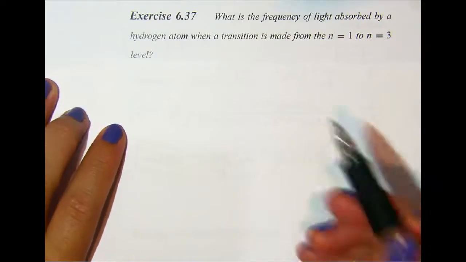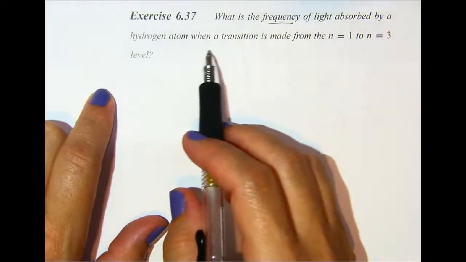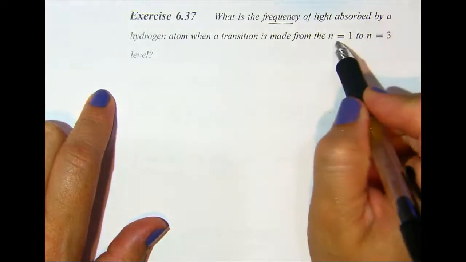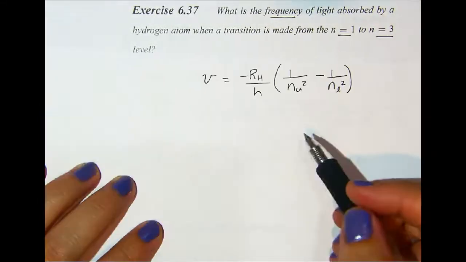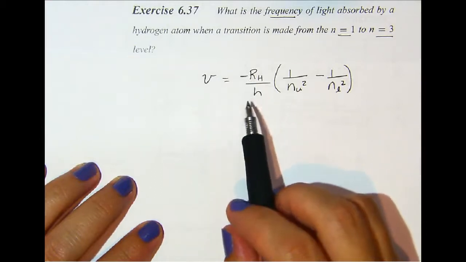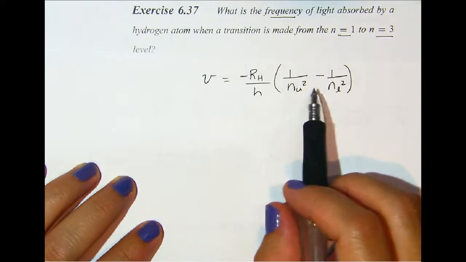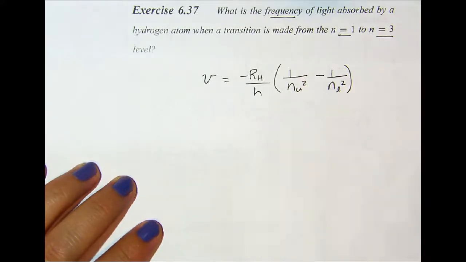Exercise 6.37. What is the frequency of light absorbed by a hydrogen atom when a transition is made from n equal 1 to n equal 3 level? So here's the equation to solve for frequency. It's going to be the negative Rydberg constant over Planck's constant times 1 over 3 squared minus 1 over 1 squared. So let's set that up.